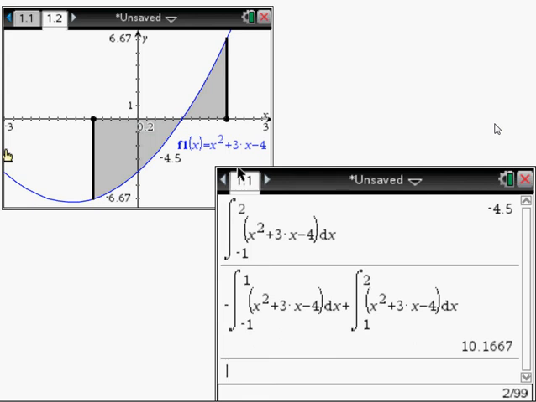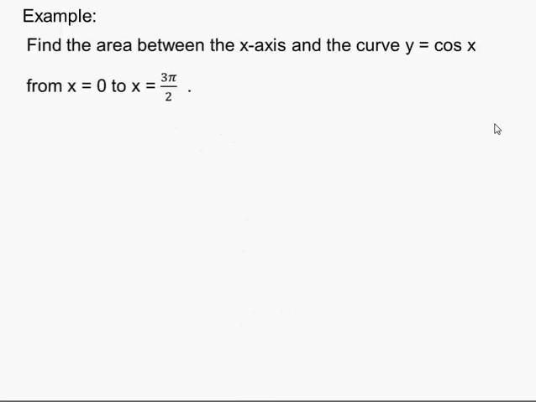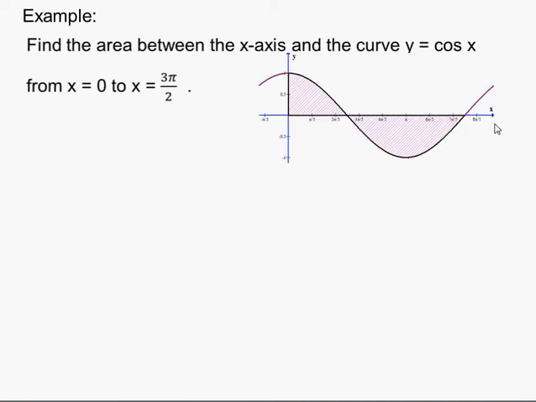Okay, one more example. This is finding the area between the x-axis and the curve y equals cos x from x equals 0 to x equals 3 pi over 2 radians. Okay, first thing to do, draw the diagram.